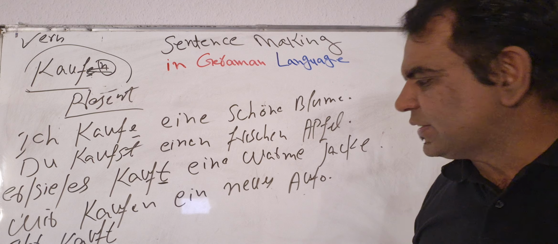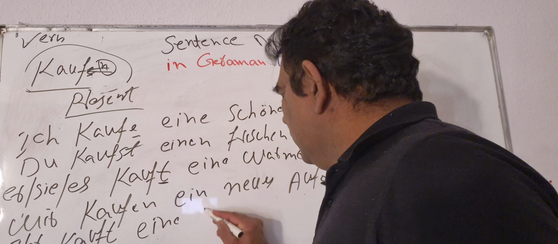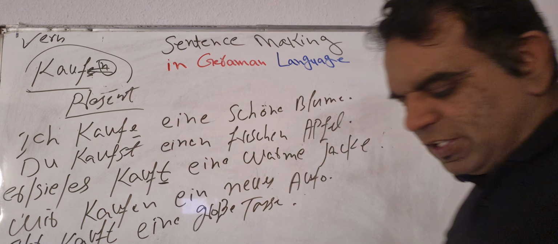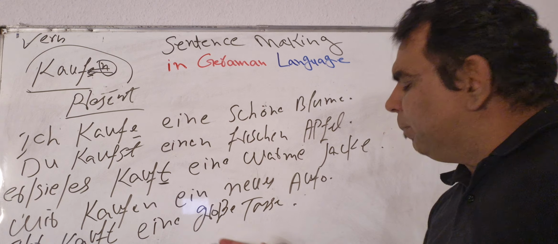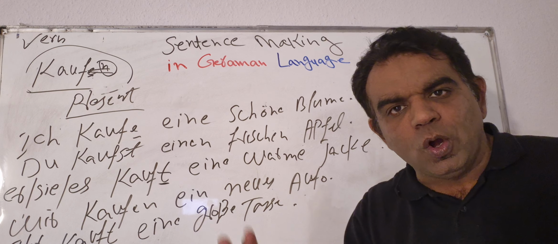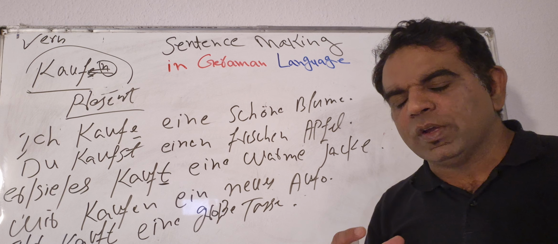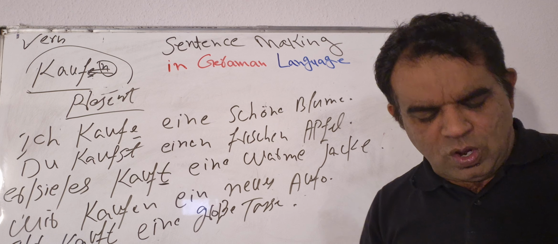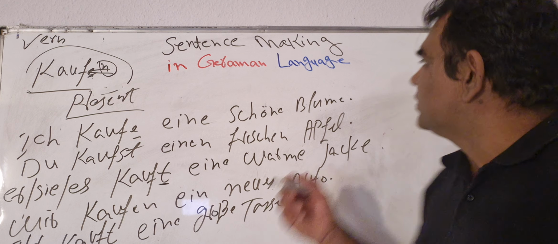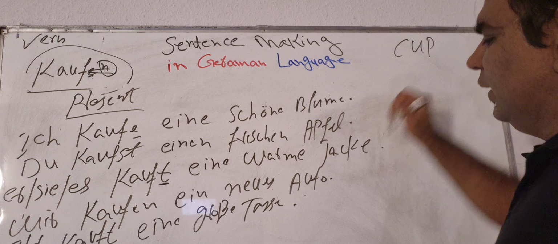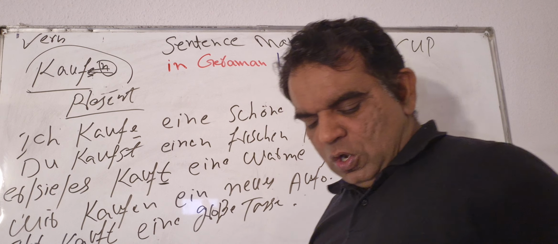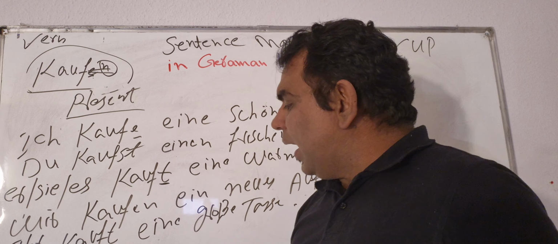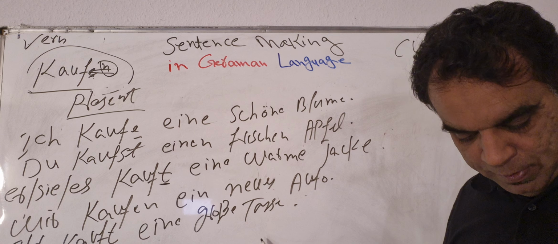Okay, eine große Tasse. Eine große, okay, und Tasse. Genau. What's the meaning of this? You all are buying a big cup. Cup, you know, any cup of tea, any cup of coffee. In English we say cup, and in German we say Tasse, die Tasse. Okay, ihr kauft eine große Tasse. You all buy a big cup.